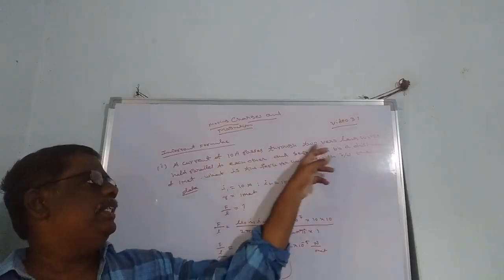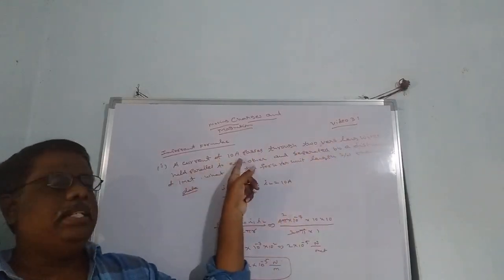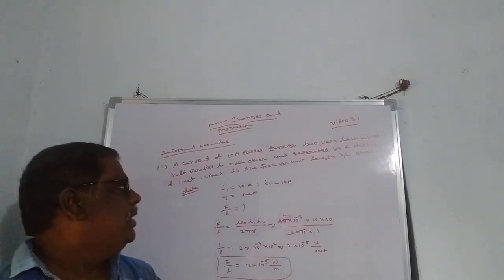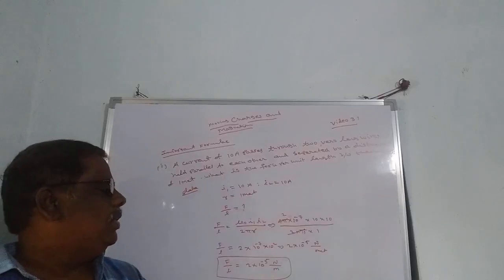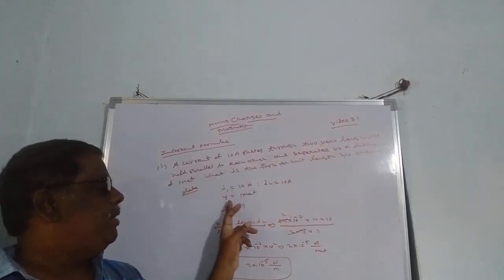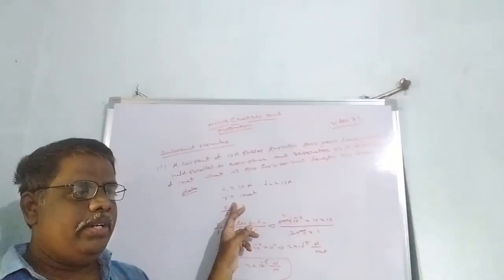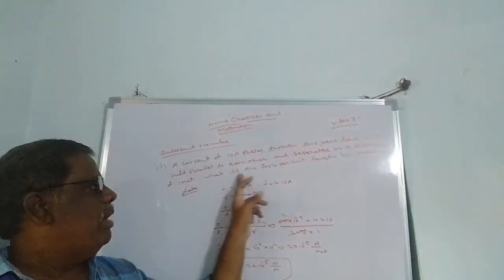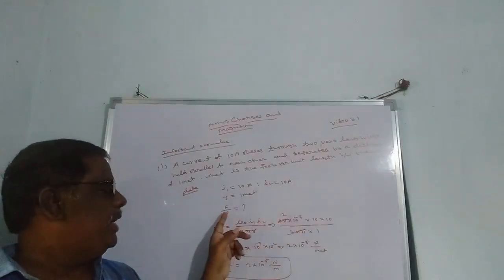A current of 10 amp passes through two very long wires. That means in each long wire the current will be 10 amps. They are held parallel with each other and separated by a distance. Distance should be denoted with R. R should be equal to 1 meter. What is the force per unit length?